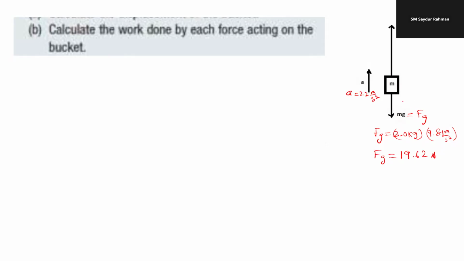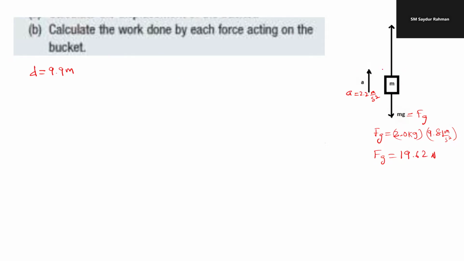Okay, so now since we know the Fg, and we also know the displacement d, which is 9.9 meter, we can figure out the work done by the force of gravity. Now, one thing you have to notice, we'll do it a little later, is where the displacement is. Since you are moving upward, the displacement will be upward also.